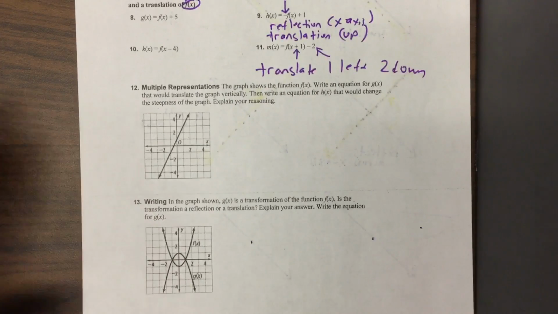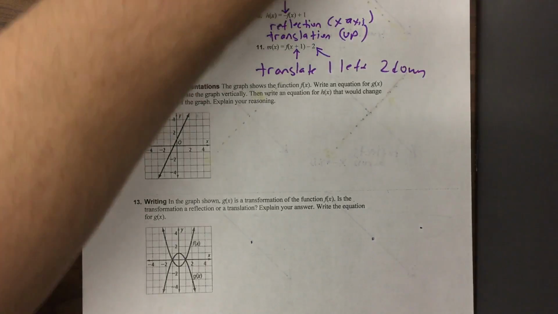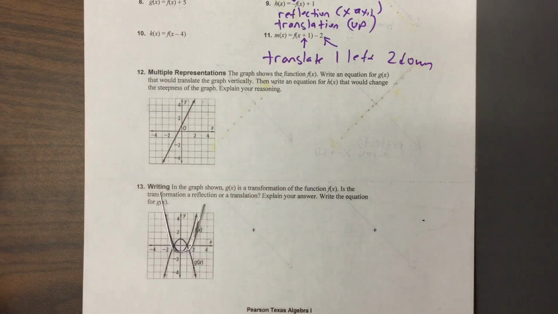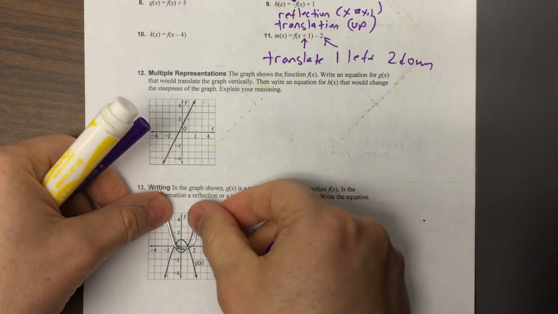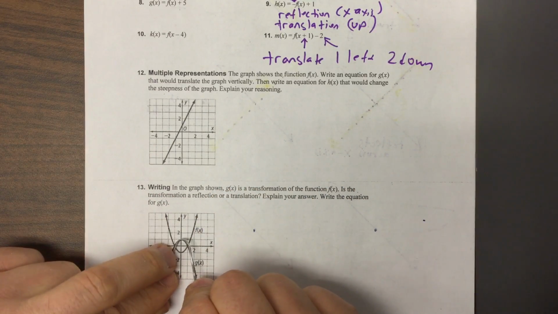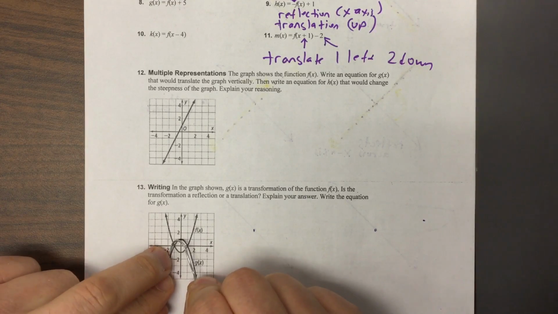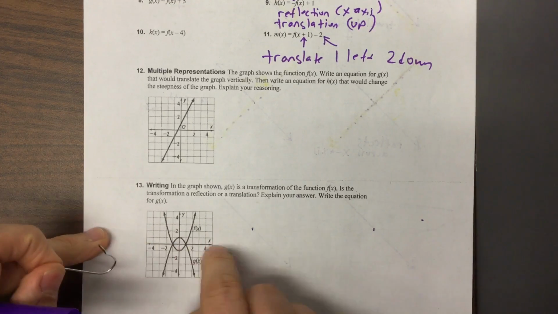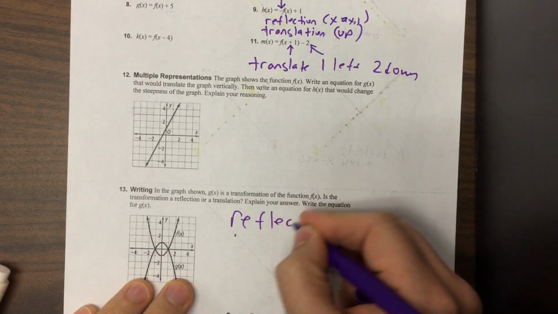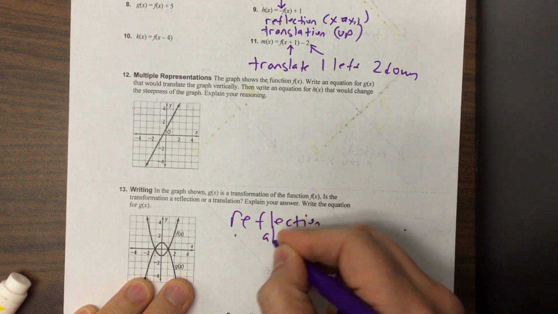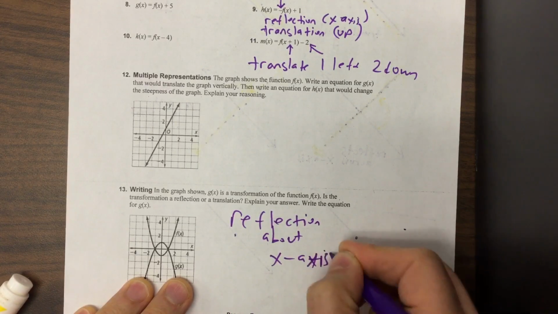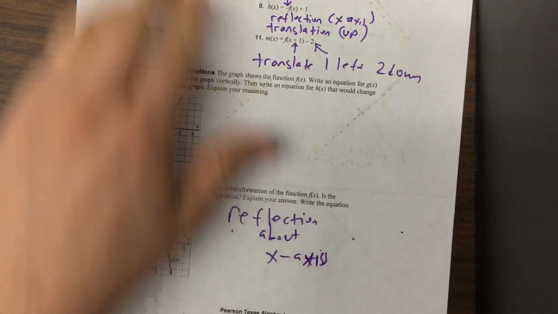Okay, number 13, real quick, before our students start coming in. This is simply a reflection, which you can see pretty much. I put this on top of the graph. It flips straight over that way. So you would call that a reflection about the x-axis. And there is some help for you on 3-7.